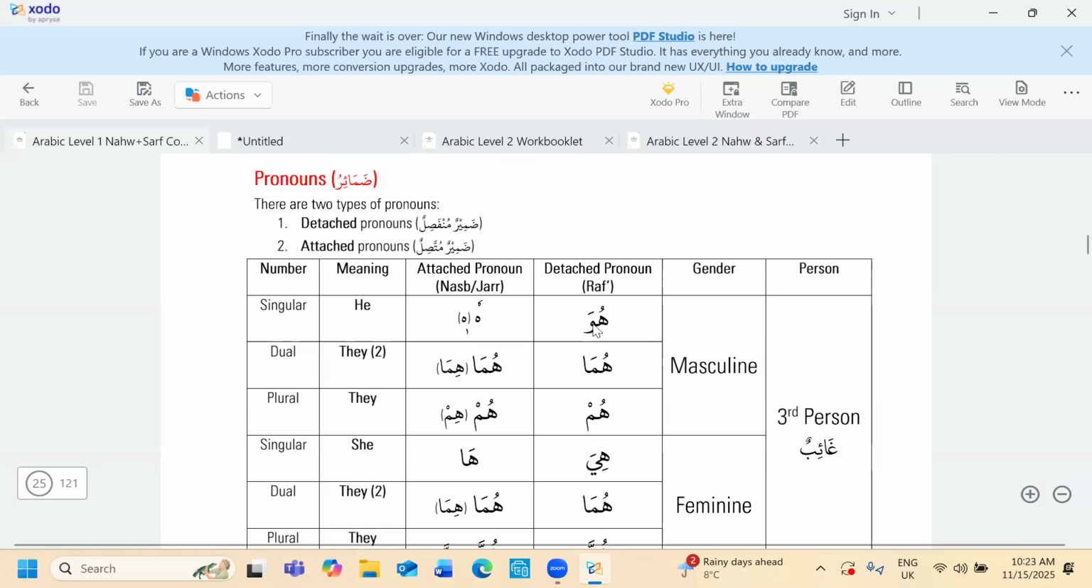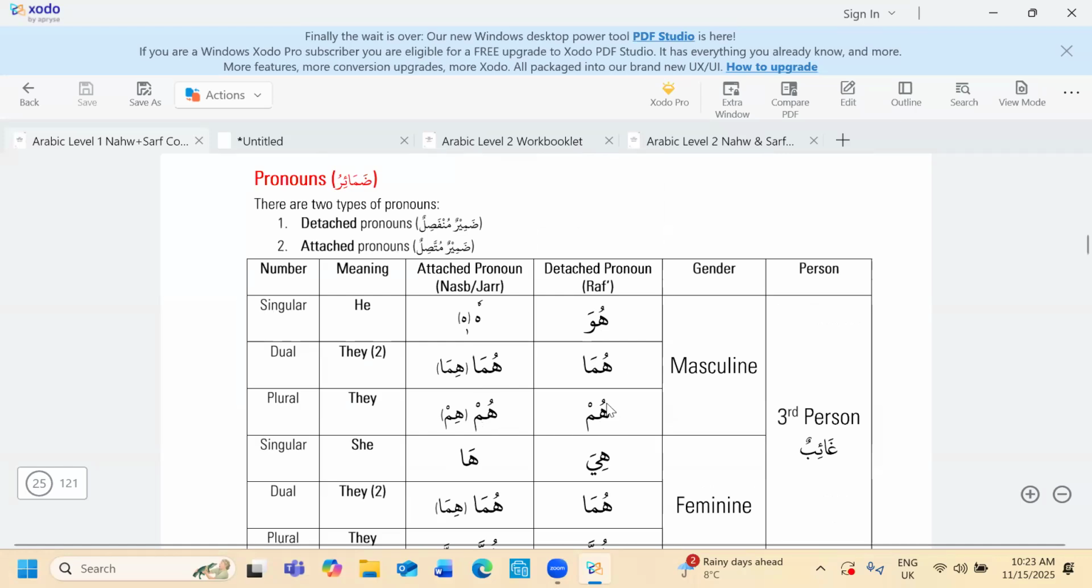Huwa is the detached pronoun. The attached pronoun is hu. So huwa becomes hu. Huma becomes huma. Hum becomes hum. So you see, huma, the detached pronoun, is exactly the same as the attached. Hum and hum, exactly the same.